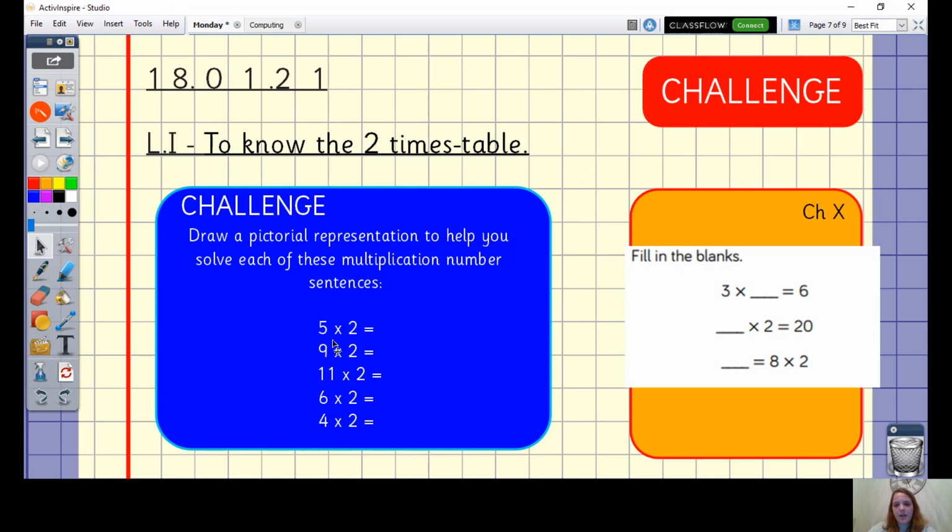Once you've done that, you may want to have a go at these missing number problems for our challenge X. First one is 3 multiplied by something equals 6. Something multiplied by 2 equals 20. And something equals 8 multiplied by 2.